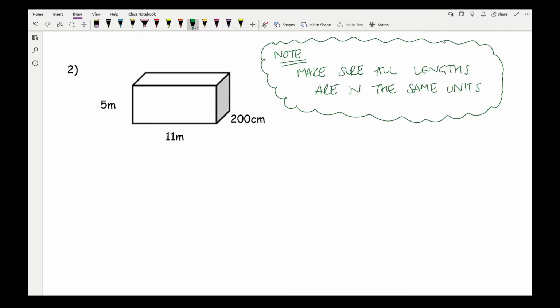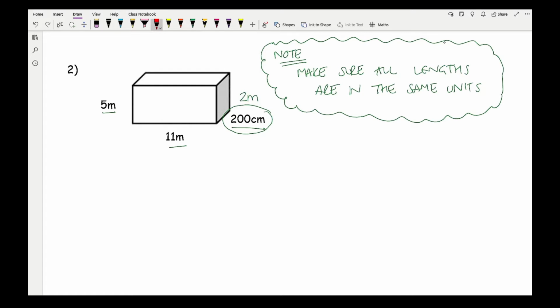Now, obviously, I've got 3 different measurements of a cuboid here. 2 of them are in meters and only 1 of them is in centimeters. So it probably eases my workload if I just change this and convert that into meters. So I ask myself, what's 200 centimeters in meters? Well, the answer is going to be 2 meters.